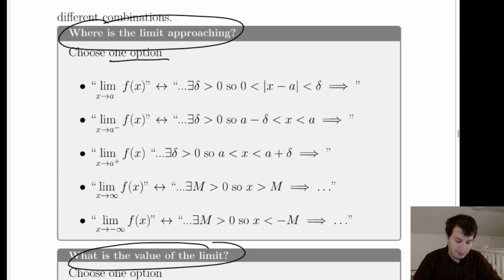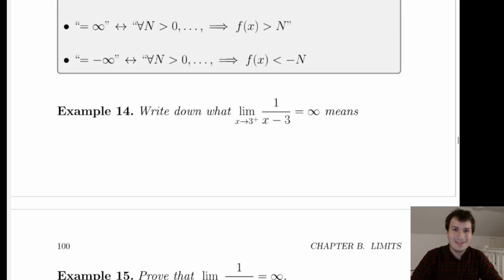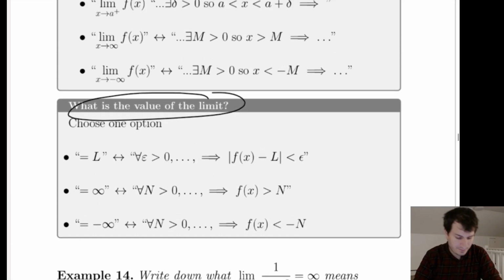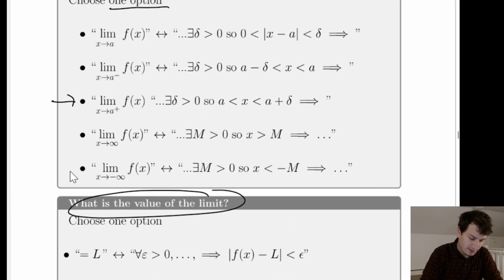So let's do an example. Write down what the limit as x goes to 3 plus of 1 over x minus 3 equals infinity means. Well, a limit as x goes to 3 plus is a right limit. That's this line over here, a right limit. So there's going to be a there exists delta, so a less than x less than a plus delta implies something.